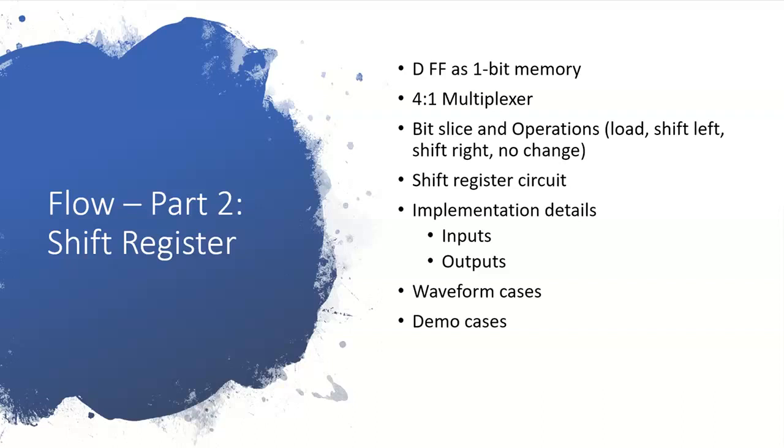Let's go into part 2 now. In part 2, we are going to learn how to create a shift register. So for the components, we'll see how is D flip-flop used as 1-bit memory, what are 4:1 multiplexers, the bit slice of this shift register circuit, and what are the operations that we are going to perform, the complete circuit and the implementation. And at the end, like always, we'll see the waveform cases and demo cases.